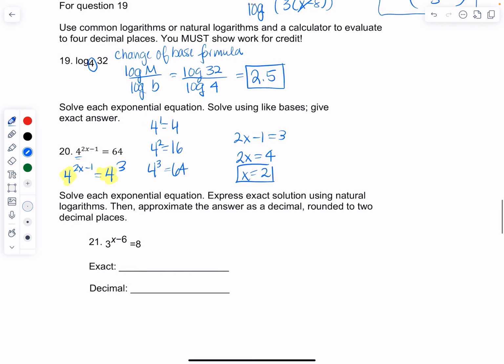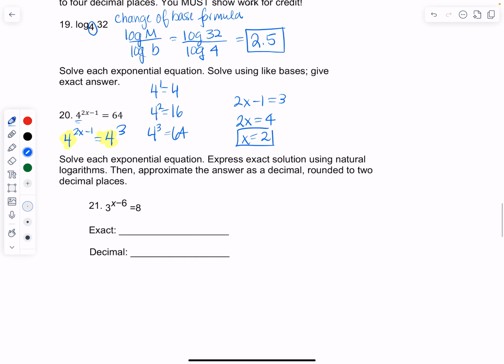Okay, let's look at this next one. Solve each exponential equation, express the exact solution using a natural log, then approximate the answer as a decimal. All right, so since it's telling me to use natural log, I have to use ln. Okay, I cannot write 8 as the same base as 3. So what I have to do is take ln of both sides. So ln of 3 to the x minus 6 equals ln of 8.